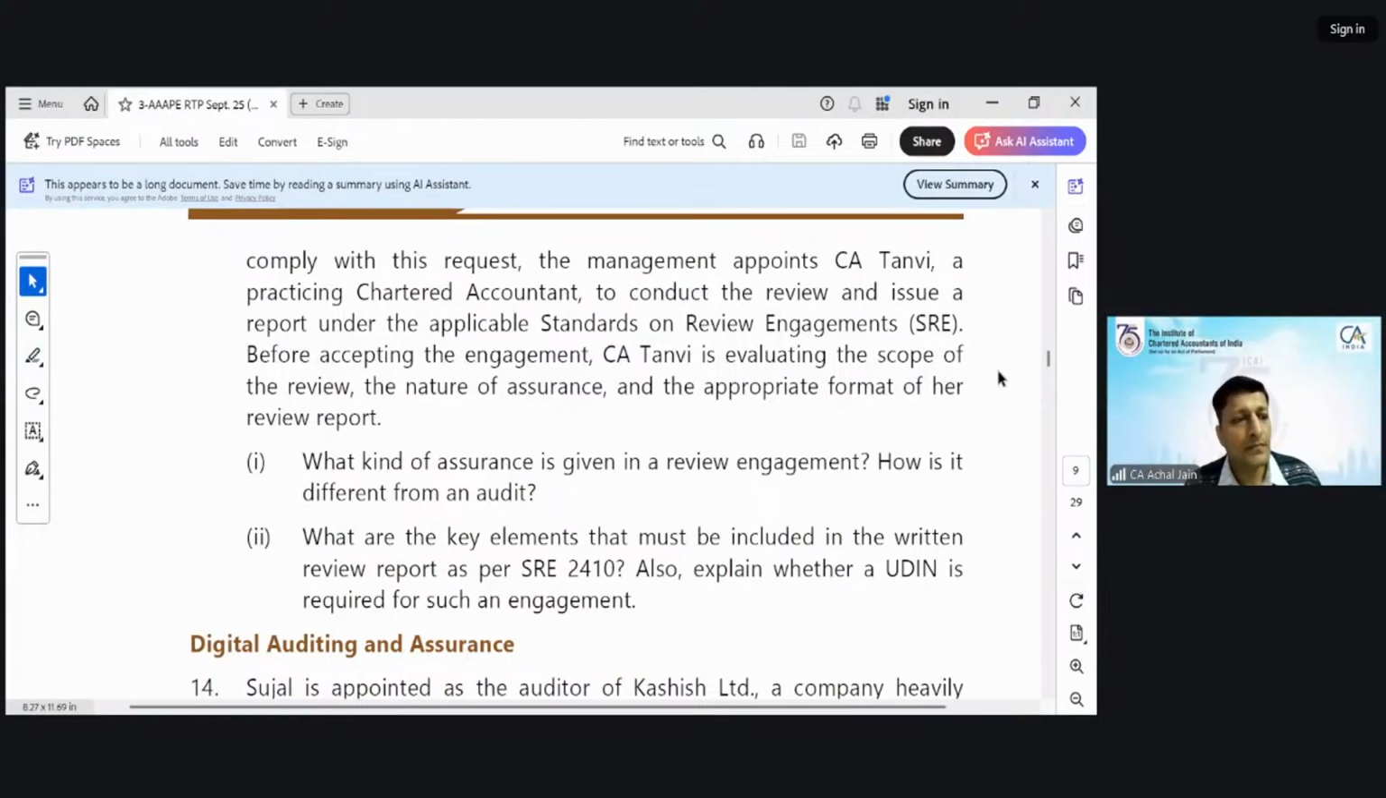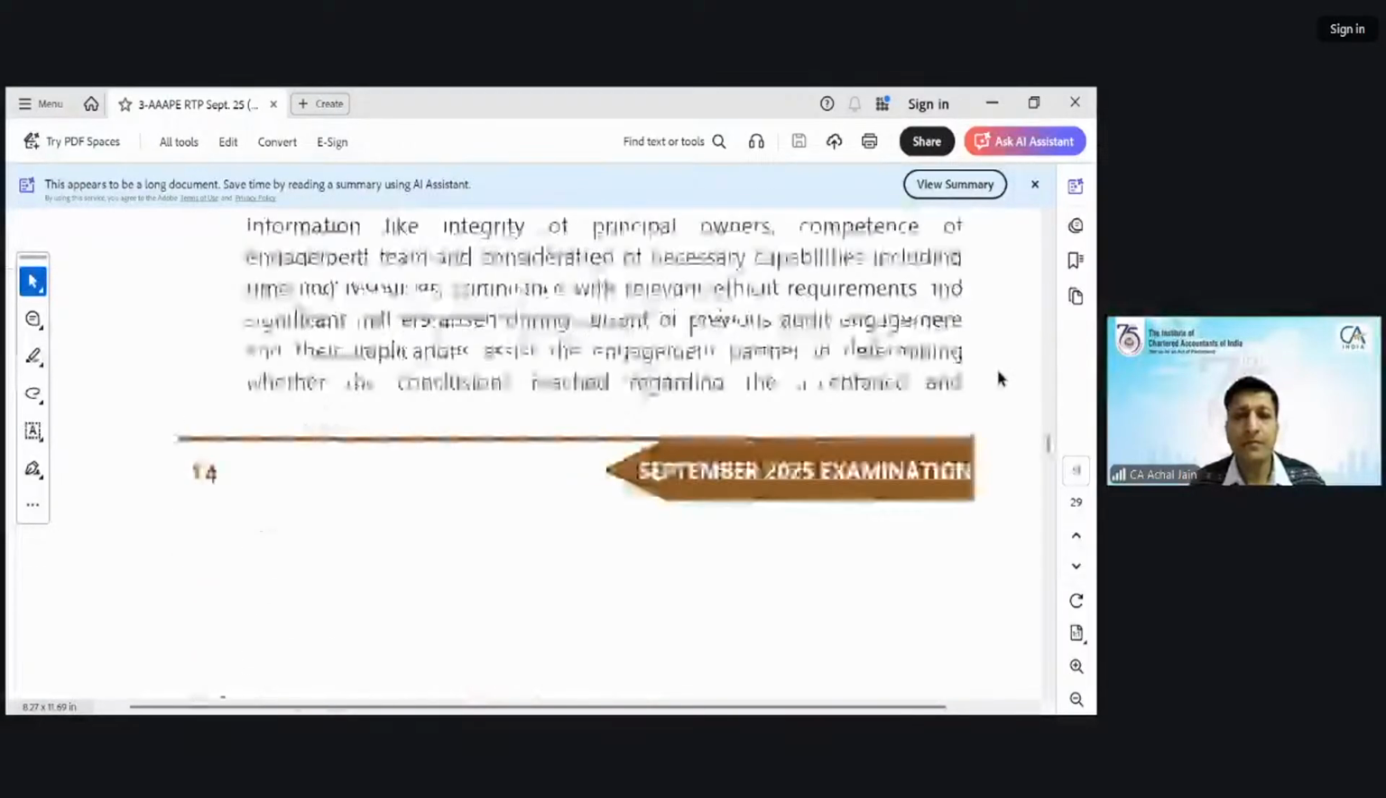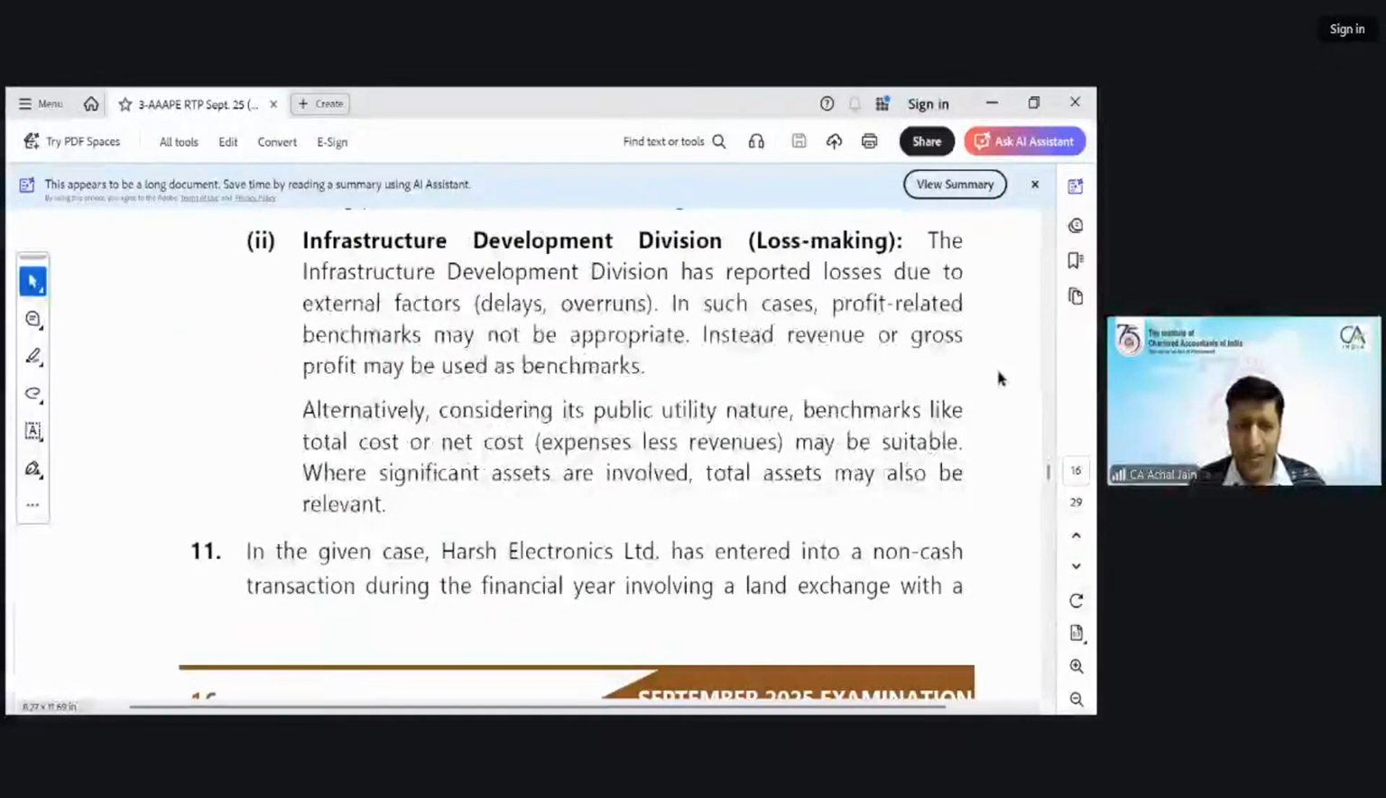How is it different from an audit? Audit is full-fledged, wherein we will give reasonable assurance. Here we will give the conclusion only. What else?